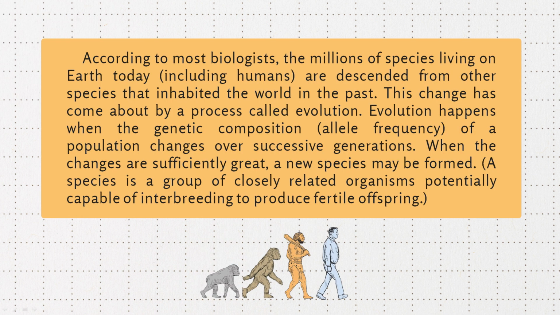According to most biologists, the millions of species living on Earth today are descended from other species that inhabited the world in the past. This change has come about by a process called evolution. Evolution happens when the genetic composition of a population changes over successive generations. When the changes are sufficiently great, a new species may be formed.